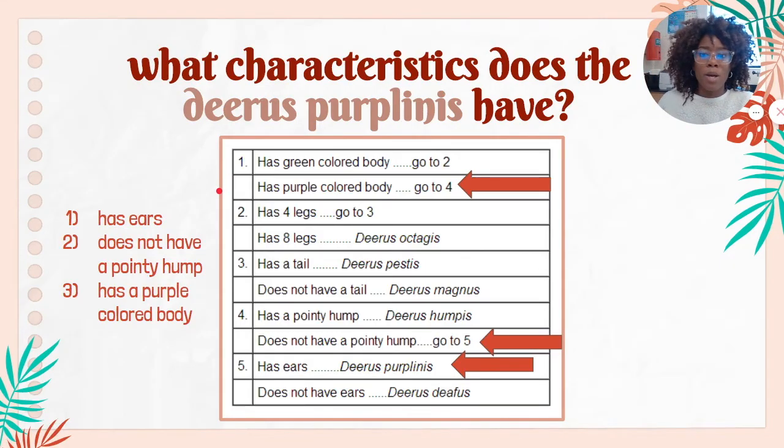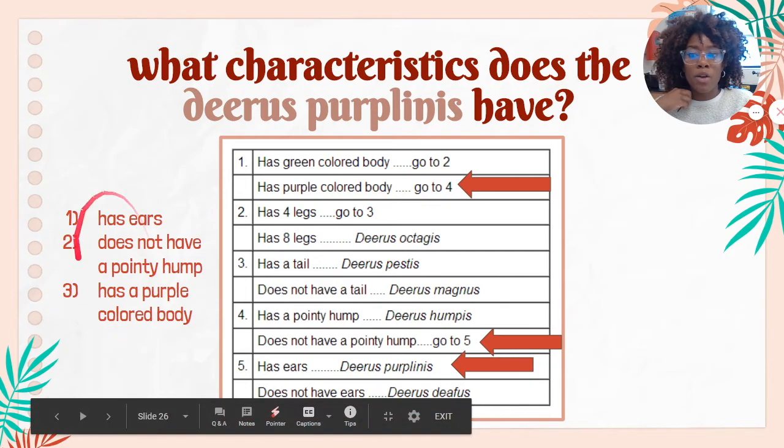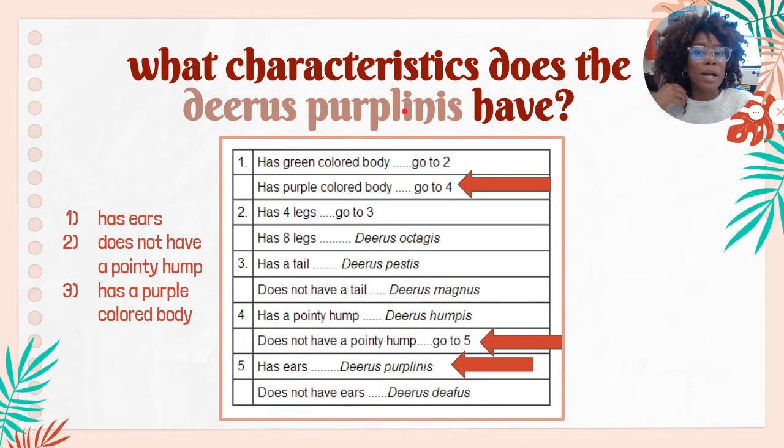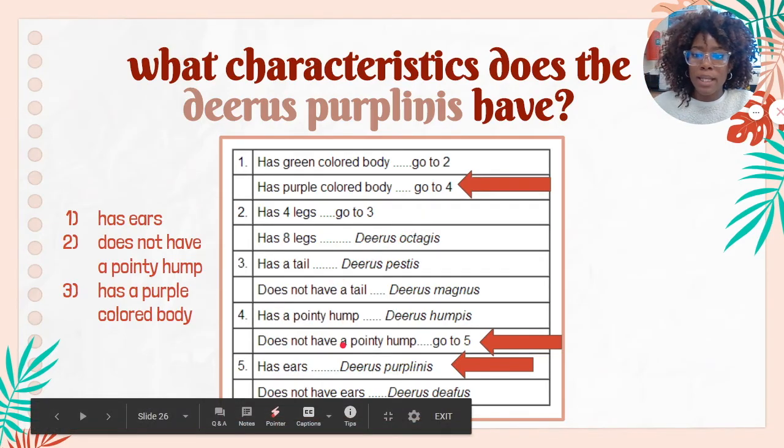And if you're ever confused by this and you want to make sure that your answer is correct, just do what you said and make sure that you get Dirus purpulinus. So if I said all these characteristics of it, let me make sure that I actually end up at Dirus purpulinus to make sure that my answer is correct. So number 1, because we always start at 1. Number 1, has a purple colored body, go to 4. Has a pointy hump or does not have a pointy hump. We said it does not have a pointy hump, so it tells me go to 5. Has ears or does not have ears. It says it has ears, so Dirus purpulinus. So we just checked our answer and our answer is correct.